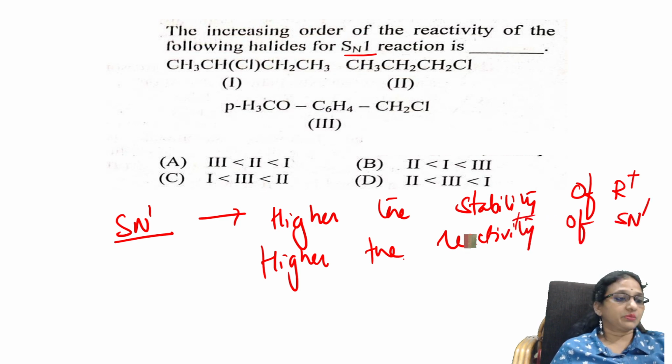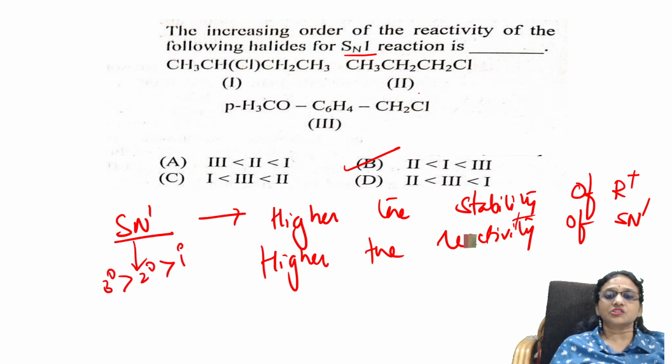Got it? Remember that. Among all these, B. Be careful: primary is less, because SN1 always prefers tertiary more than secondary more than primary. So primary is less, then comes secondary, then comes the third one, which too has an aryl ring. More bulkiness is there in this. That's why it is most stable.